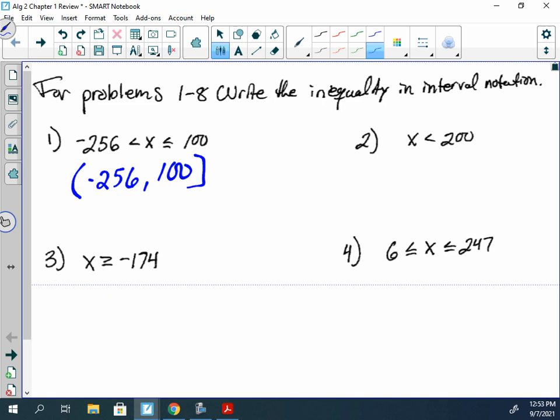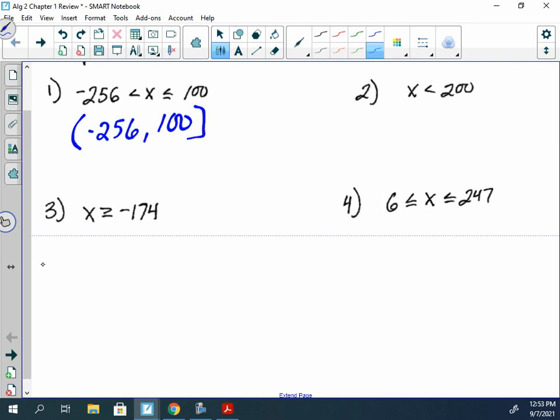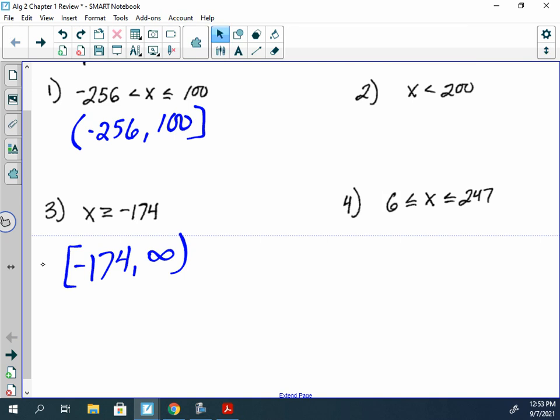Well, let's look at number 3. Number 3, x is greater than or equal to negative 174. What is the smallest number in this? What's the biggest number? Negative 174 would have a bracket, and infinity would have a parenthesis, because infinity, we can never reach it. It is never contained. So parentheses will always be used with negative infinity and infinity, because infinity is more conceptual than an actual number.